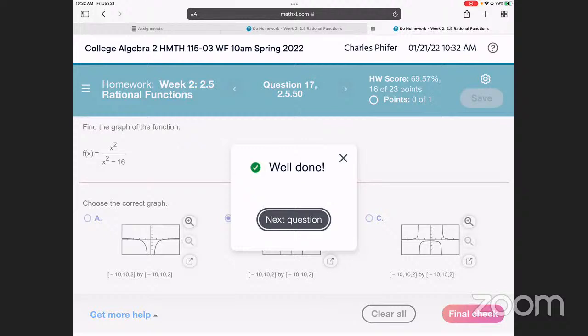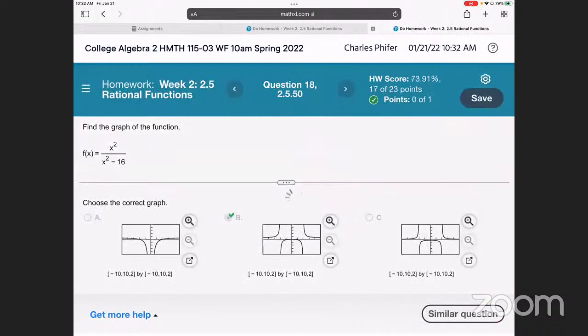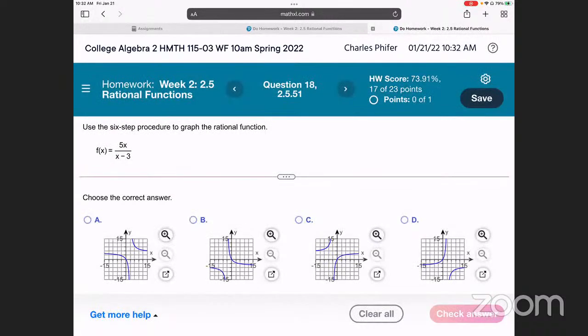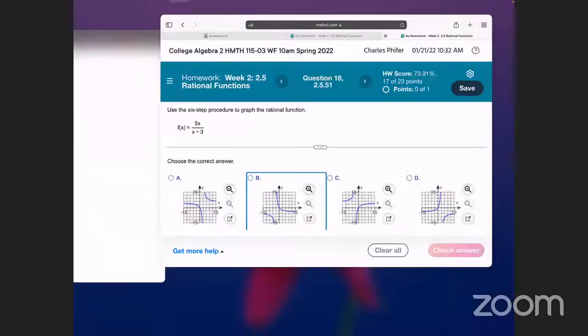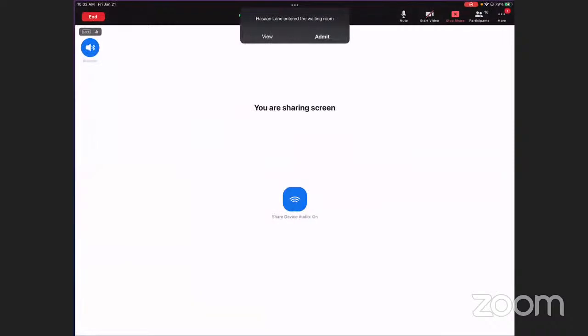A little over 10 minutes remaining. Let's keep going. So there's a six-step procedure to graph this rational function, not a reciprocal function. I don't really want to take the time. Let's pick apart some pieces, right? Let's see what it says.